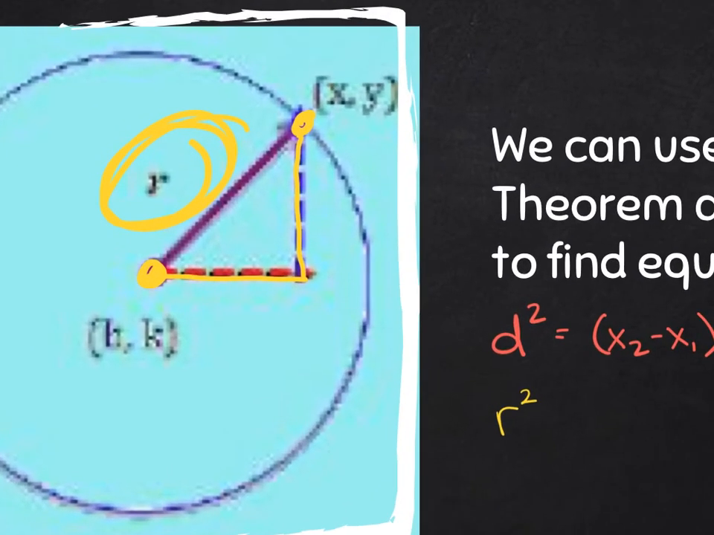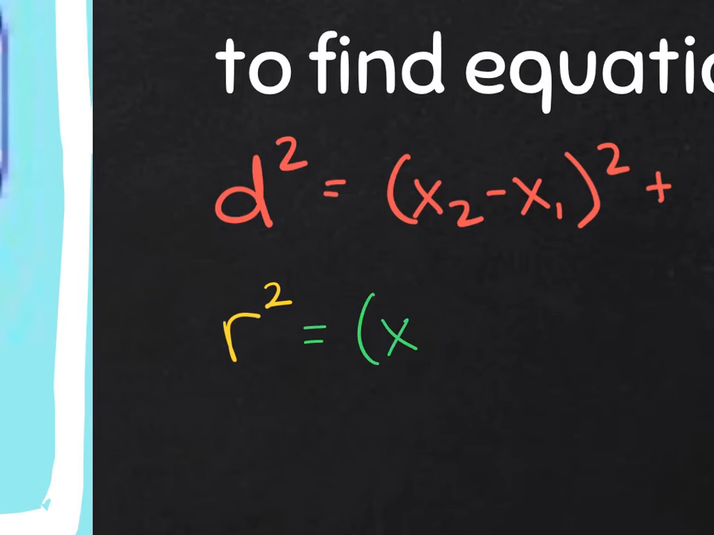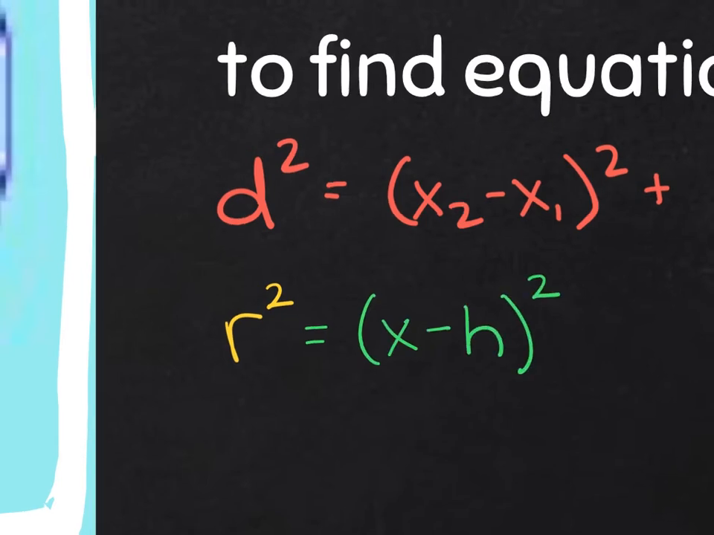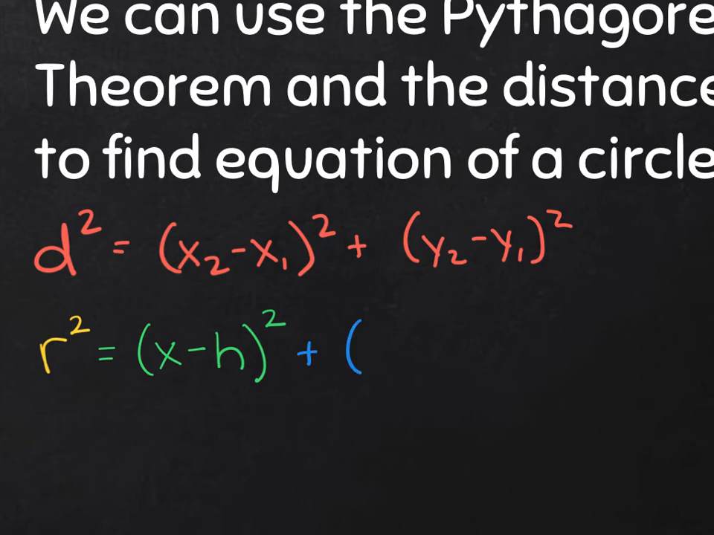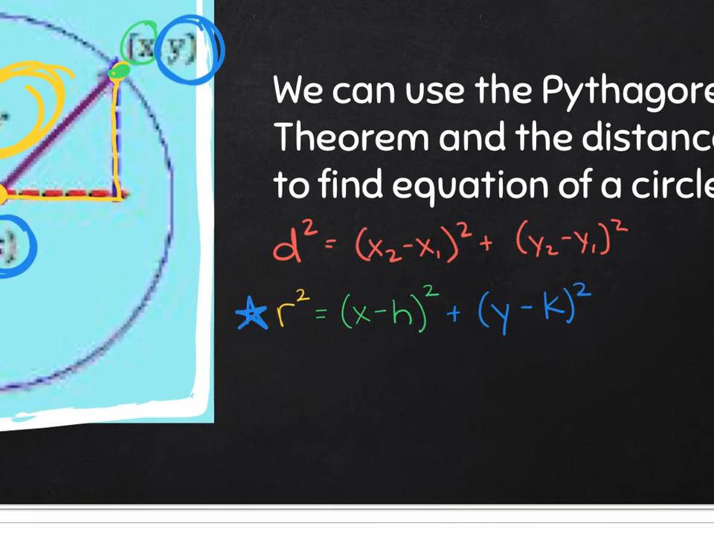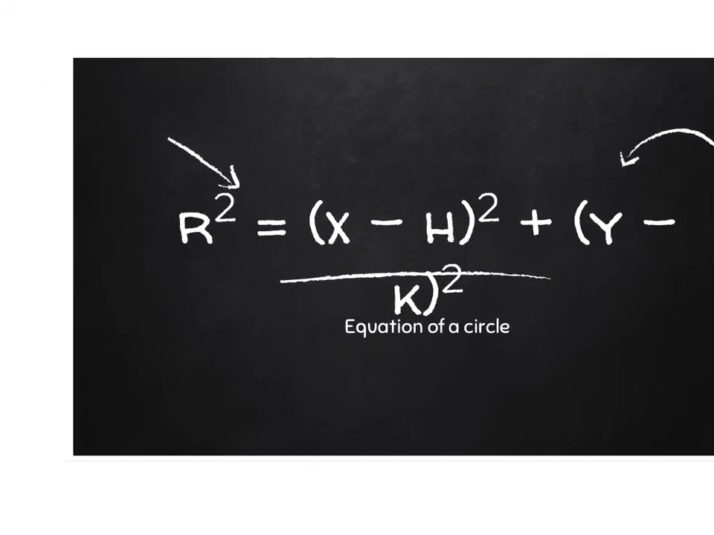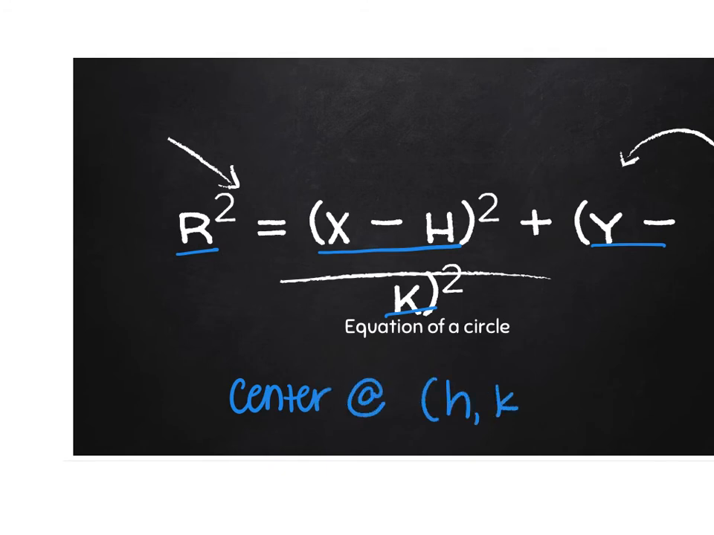Then the distance between the edge of the circle and the center will be the difference between the center and any point on the circle x. So if I subtract x and h and then square it, I get what would have been x2 minus x1. And I can do the exact same thing with my center y value and any y value on the circle. And now I've got an equation for a circle. So the equation of a circle will be the radius squared equals x minus h squared plus y minus k squared, where your center is at the point h, k.